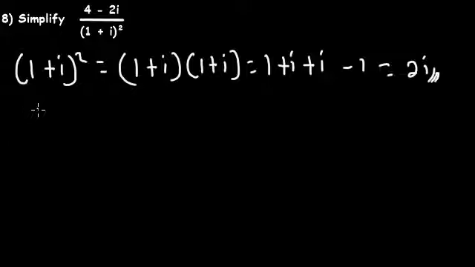Well, that's kind of straightforward. No more real part, just imaginary. Well, that's good. Therefore, the expression has been reduced to 4 minus 2i divided by 2i. Perfect.